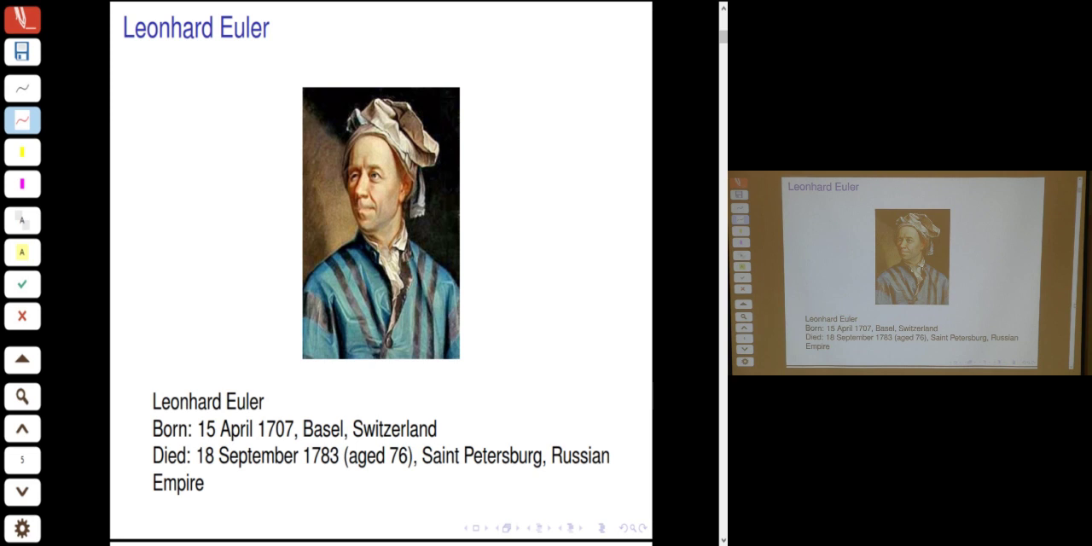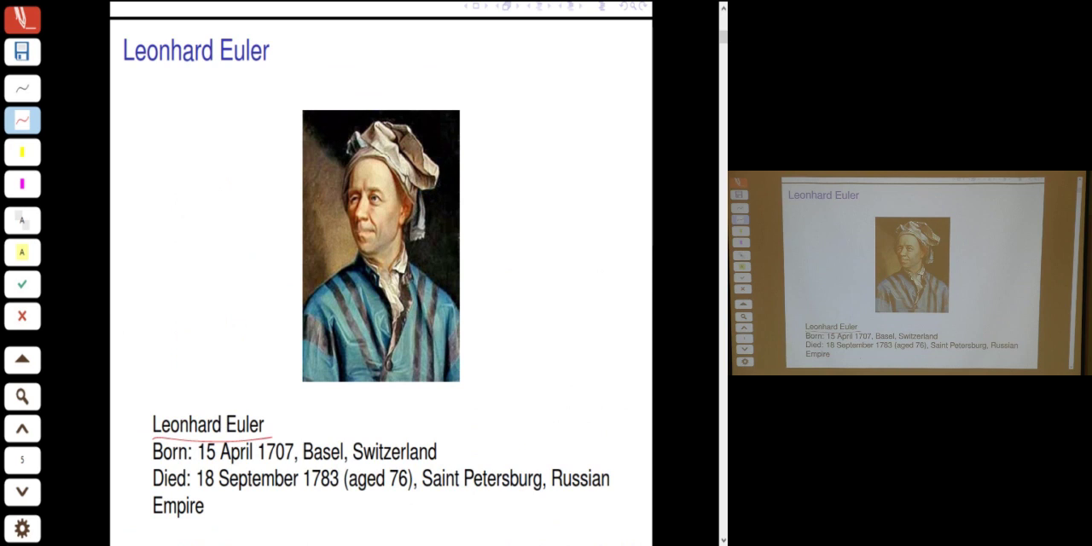When we study graph theory, it is customary to recount the name of another famous personality in the history of mathematics, just like the famous city of Königsberg. It's the name of Leonhard Euler. Leonhard Euler was born in 1707 in Basel, Switzerland, and passed away in 1783 in St. Petersburg, Russian Empire. So he lived a substantial portion of his life in Russia and did mathematics there.